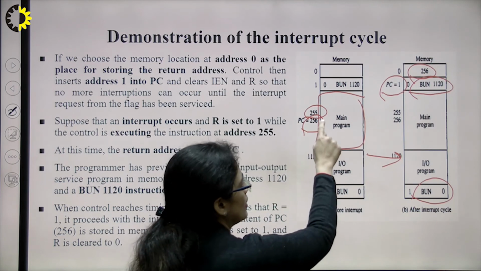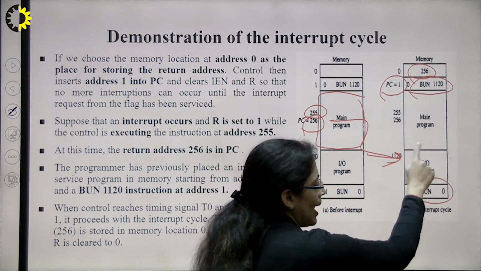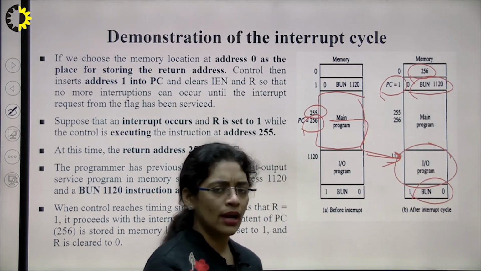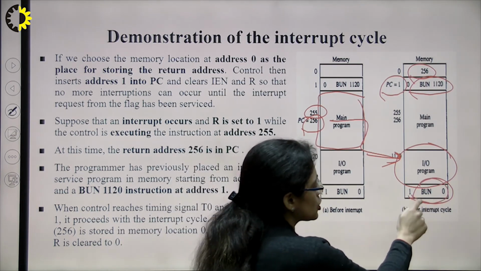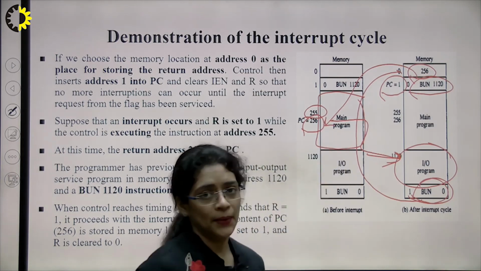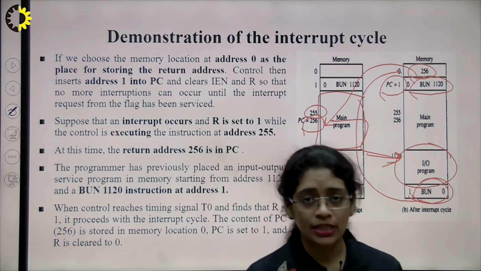So just see, from here we have shifted here. The input output is being handled. After that, the processor again needs to handle the same 256 instruction. So the branch unconditionally will move to this, which will actually come here. So this is how the instruction in case of an interrupt will work.